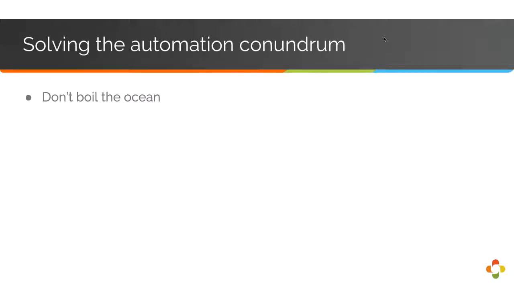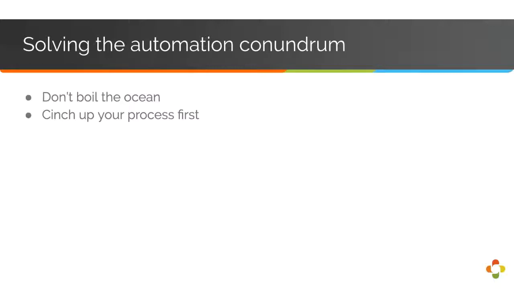And so when we work with clients, we help them to solve this conundrum around automation. And so what we tell our clients is, don't boil the ocean. I'm sure you've heard this before, but it's very, very important from an automation perspective. You can't automate everything all at once. And if you try to do that, then your keep the lights on business gets pushed aside in favor of an automation project that may or may not show you benefits down the road.